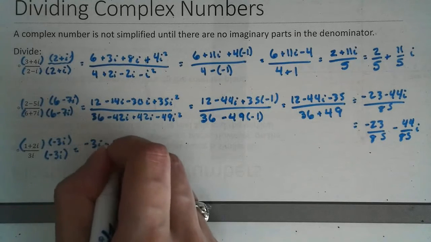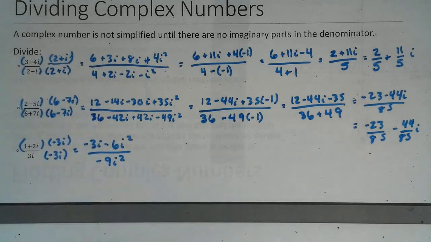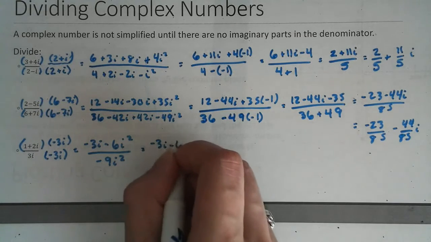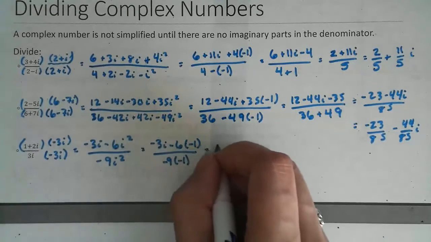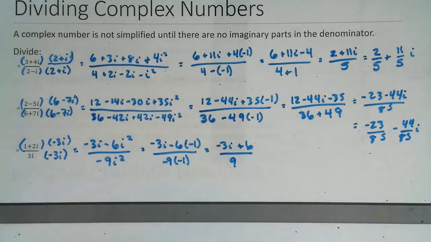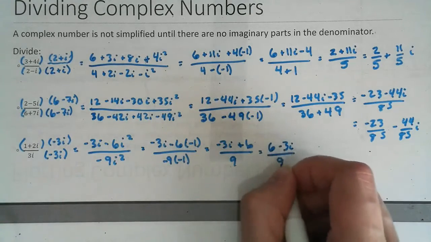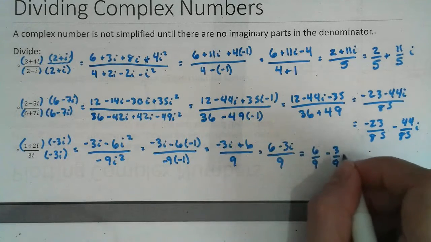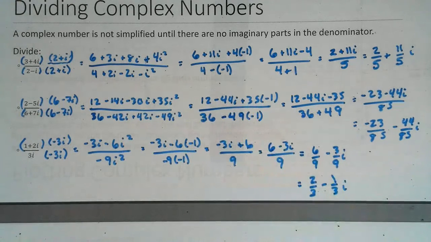Distributing gives me negative 3i minus 6i squared over a negative 9i squared. So that's negative 3i minus 6 times negative 1 over negative 9 times negative 1, negative 3i plus 6 over positive 9, but we put the real part first. So this is 6 minus 3i over 9. If I break that up, that's 6 ninths minus 3 ninths i, and those reduce. So I'm looking at 2/3 minus 1/3 i.